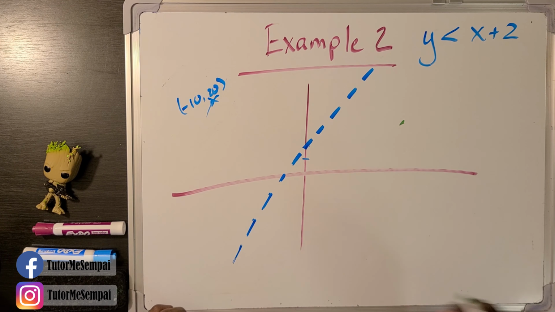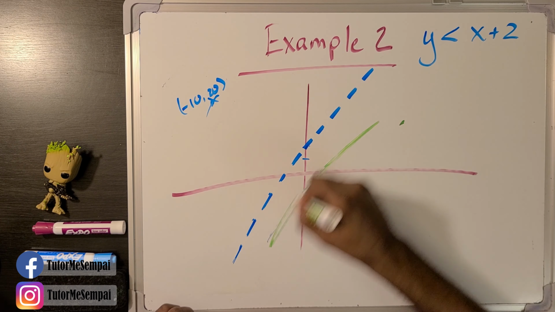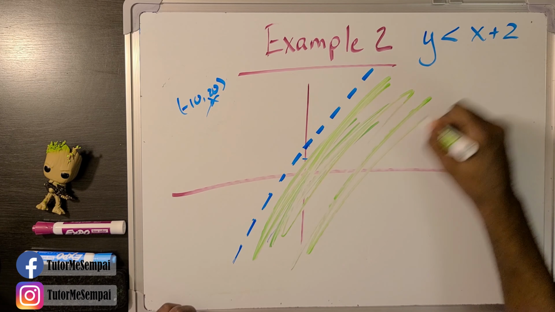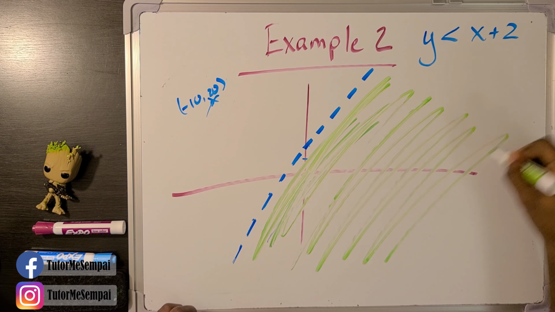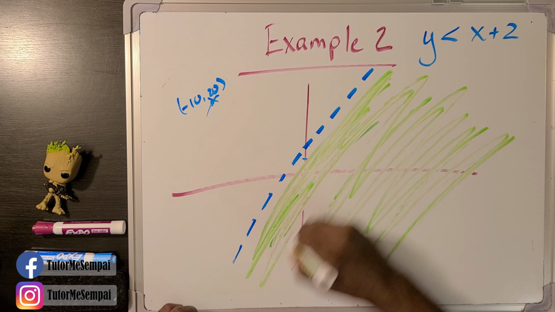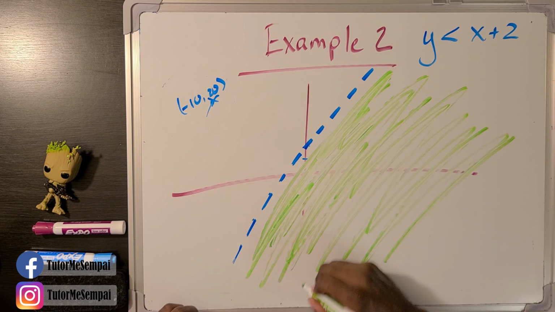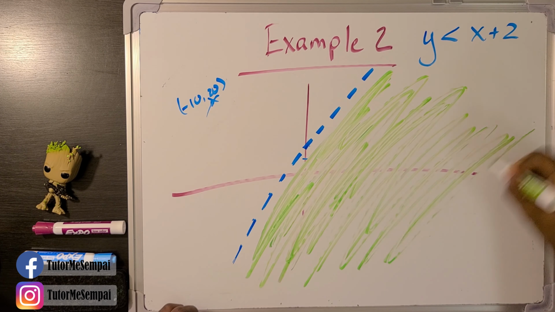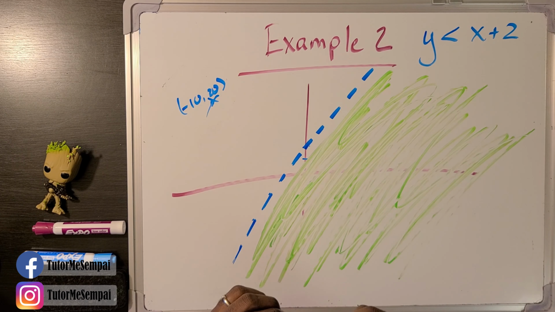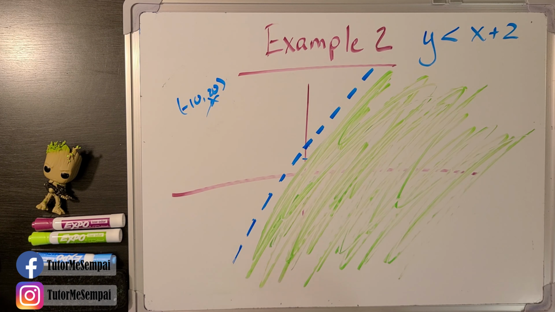Now to finish this off, all you have to do is shade in your region. This is going to be everything on this side. Like I said, you don't have to draw on that line. And in this case, you don't want to draw on that line because it's a dotted line. That line does not satisfy. So any point on that line won't satisfy. You can try it and figure it out yourself, but any point on that line will not satisfy.